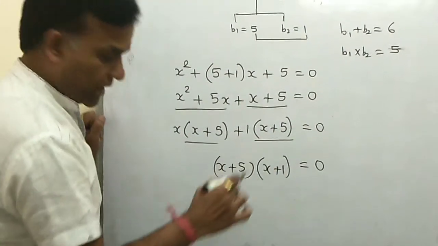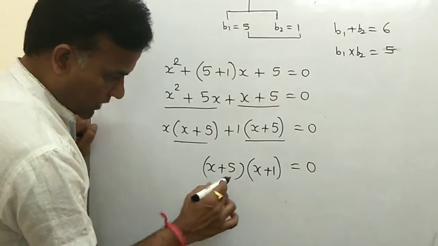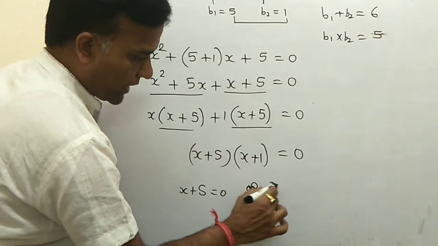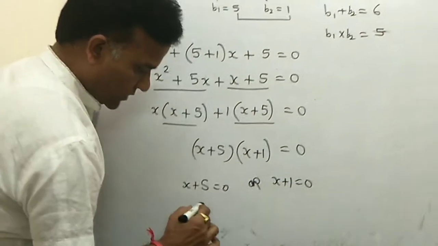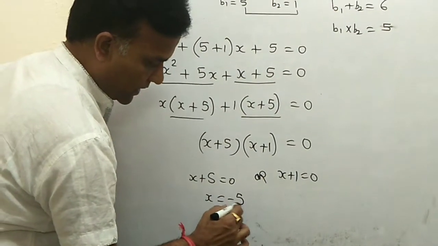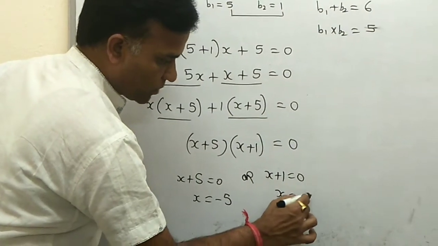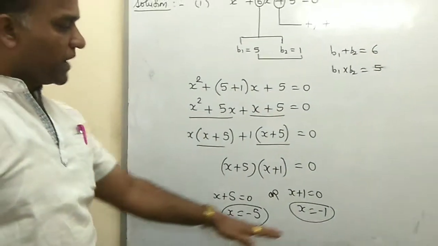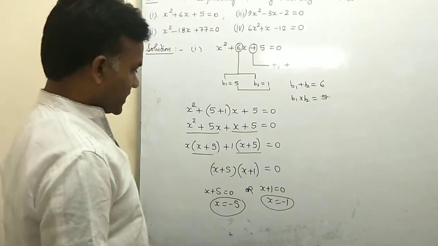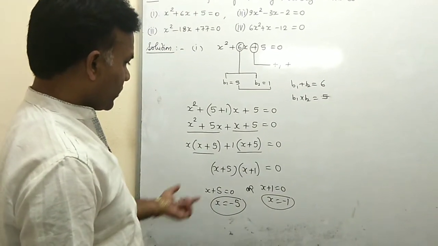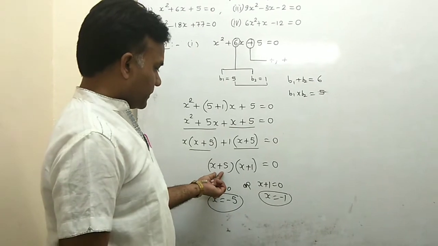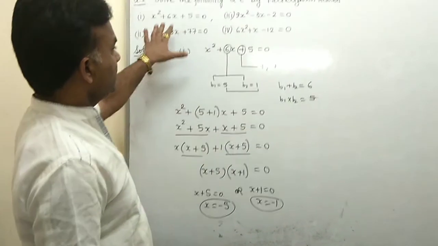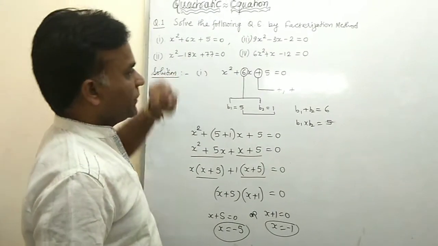Now both factors are equal to 0, so by the concept of the quadratic, x plus 5 equal to 0 or x plus 1 equal to 0. So x equal to minus 5 and x equal to minus 1. So there are 2 roots of this quadratic equation, minus 5 and minus 1. Okay, so we had the factors plus 5 and plus 1, so we got these 2 answers. Okay, then now here we move to the second part.